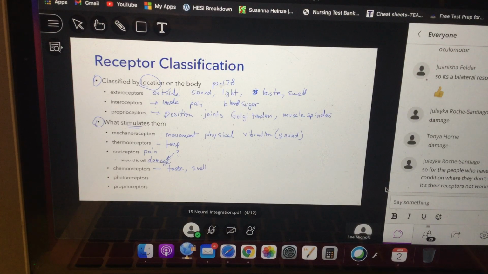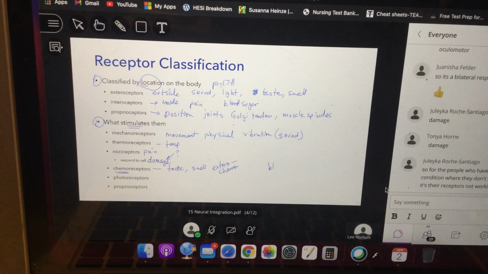The food that you taste, the smells in the air that you smell, are actually detecting chemicals in the food or chemicals in the air. So taste and smell are examples of chemoreceptors. Classified by location, they're exteroreceptors. Classified by stimulus, they're chemoreceptors.